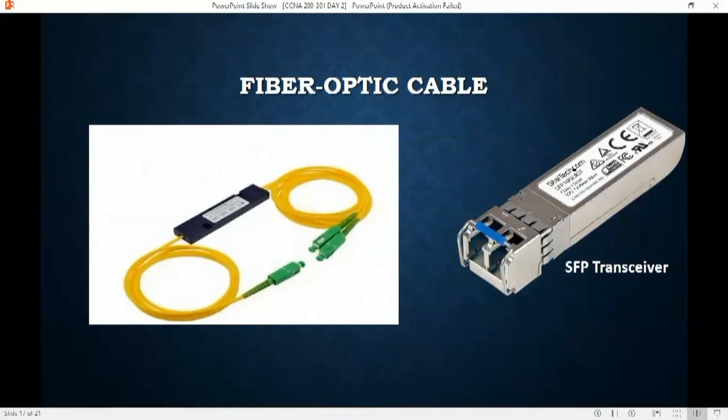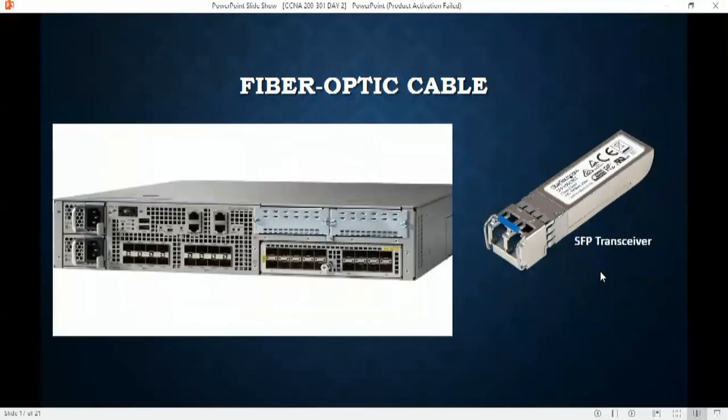Now we'll be talking about the other type of network cable, which is fiber optic cable. This is an example of a fiber optic cable. Can you see it? This thing is called an SFP transceiver. The duty of the SFP transceiver is for you to put this fiber optic cable inside it, and you put this SFP transceiver inside a switch or router. This is an example of a router.